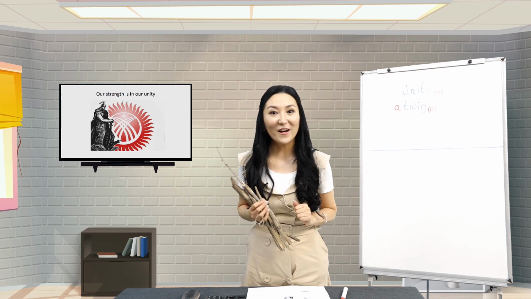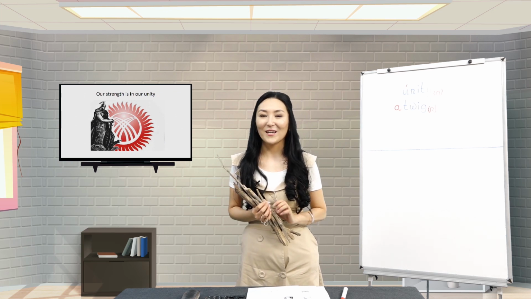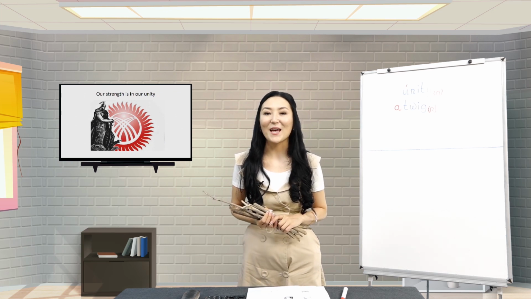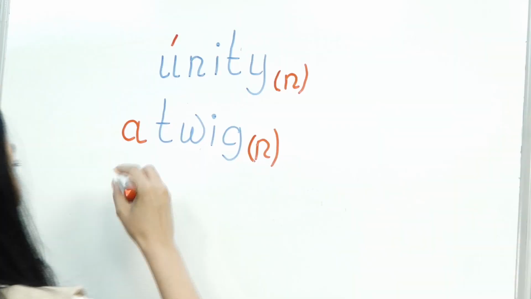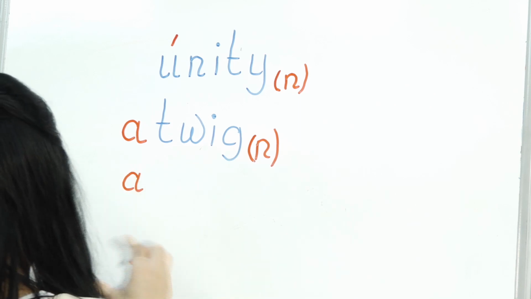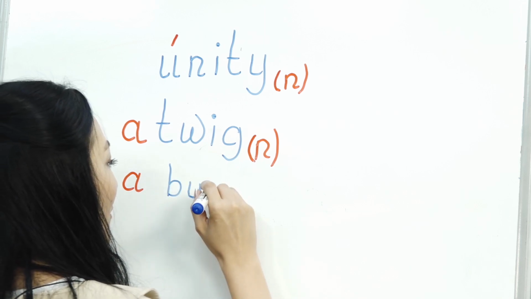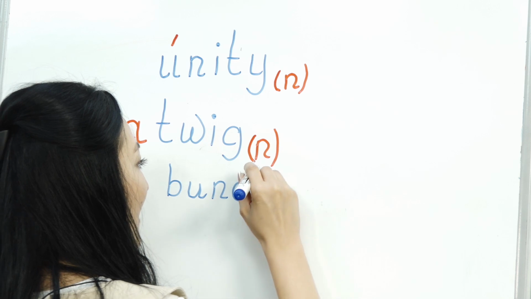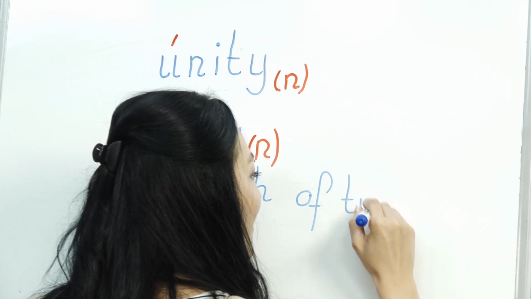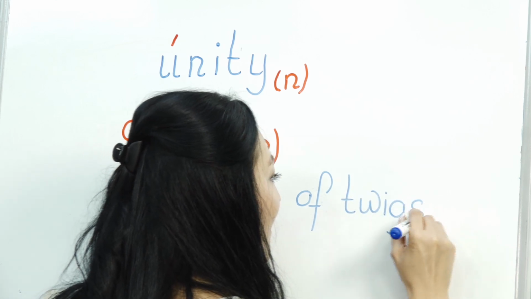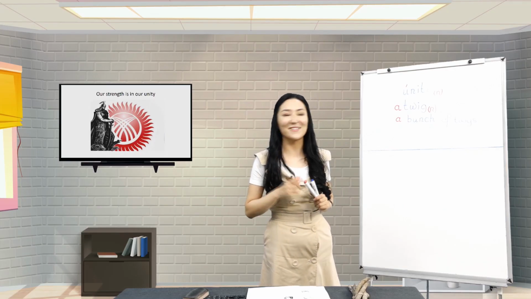Can you use it to make a fire? Yes. Now repeat this phrase after me. A bunch of twigs. A bunch of twigs. How do we spell this phrase? A, B-U-N-C-H O-F, twigs. Is it a word or a phrase? Yes, it's a phrase.